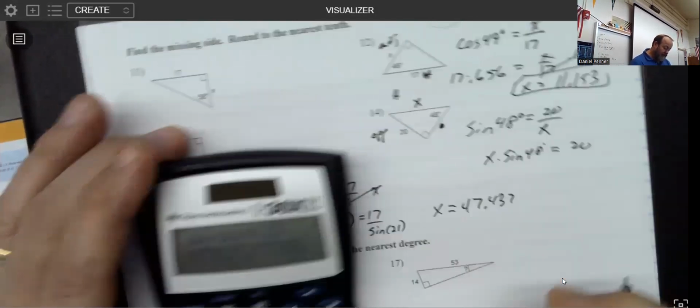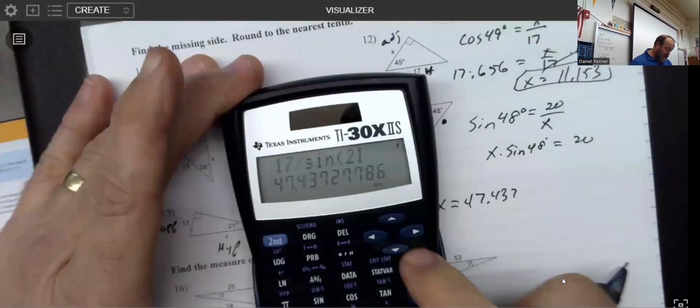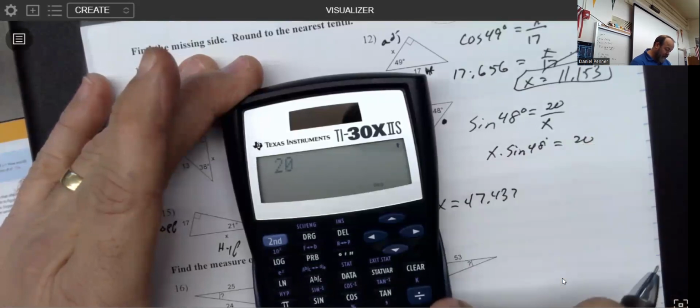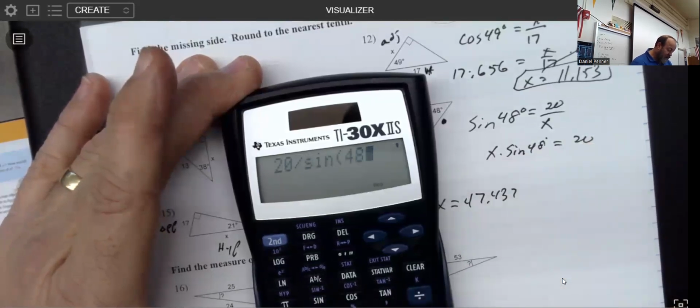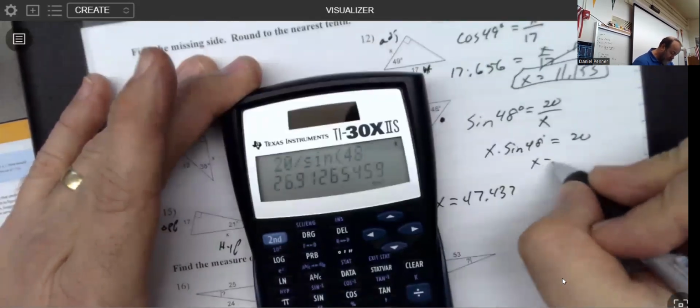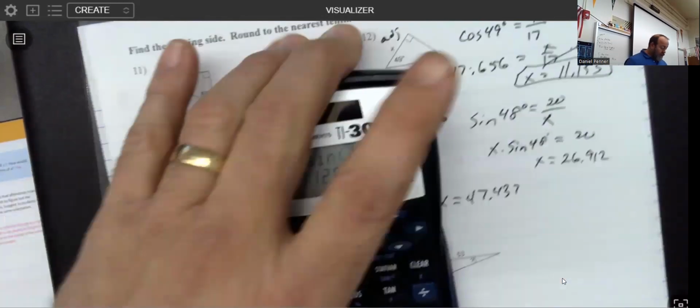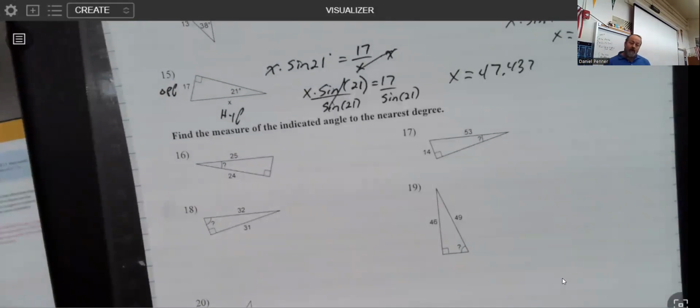So I'm going to divide both sides by the sine of 48. So I just need to take the 20 right here, and this is being multiplied. So I'm going to divide by the sine of 48, and I found that the missing side is 26.912.